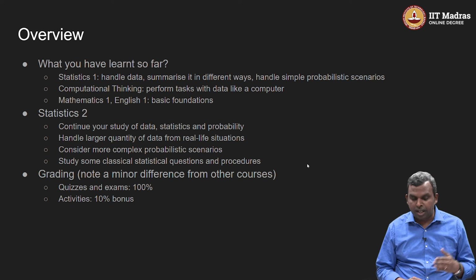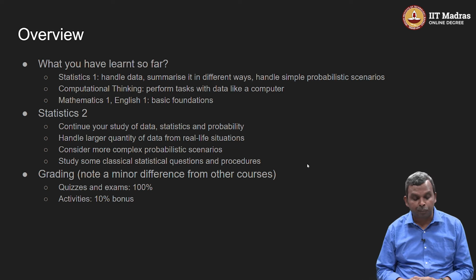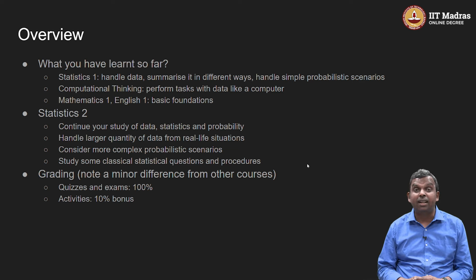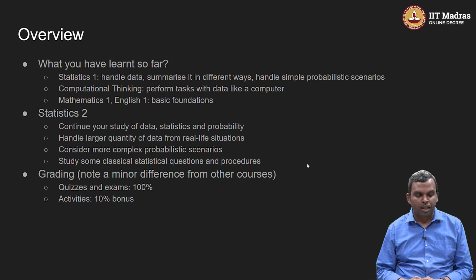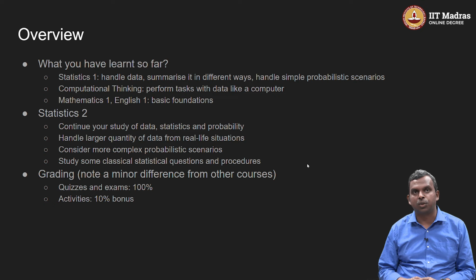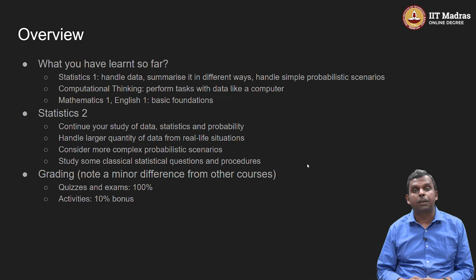In particular, we'll continue our study of data, statistics, probability, look at connections between them, how one works with the other. And slowly, you'll also handle larger amounts of data in this class. So you will start getting comfortable with larger amounts, maybe try to understand the difficulties in handling large amounts of data using computer, etc. And we'll also consider more complex probabilistic scenarios, like slightly more advanced probability. And we'll study very important classical statistical questions and procedures. The formal syllabus of the course will be made available to you as a document, as a spreadsheet. You can look at it later on when you have time, but roughly this is the idea of the course.